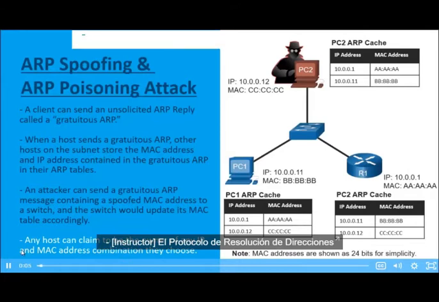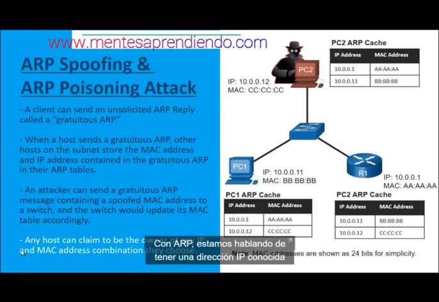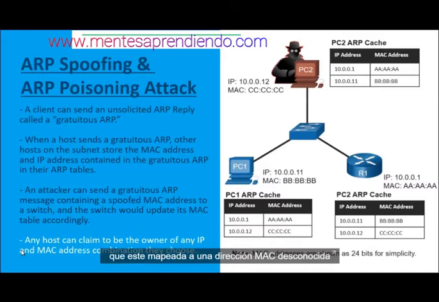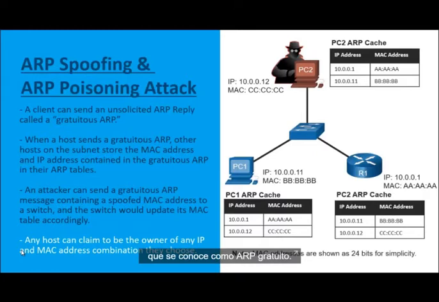Address resolution protocol is a powerful protocol on our networks that allow our networks to function. With ARP, we're talking about having a known IP address being mapped to an unknown MAC address. And this is being used all the time with our devices on the network. Now, a client can send an unsolicited ARP reply, which is known as a gratuitous ARP. It's really a broadcast that we have a specific IP address that is mapped to a specific MAC address.